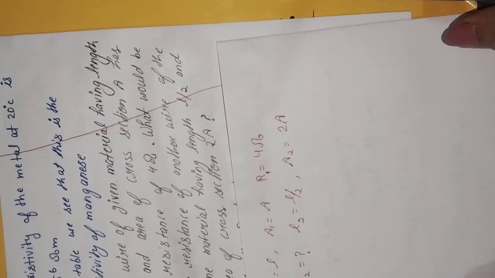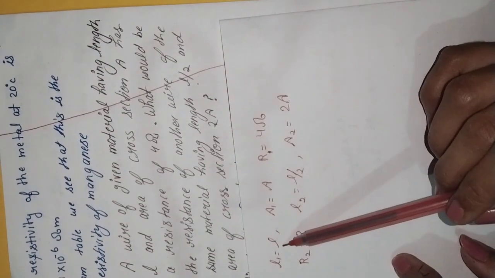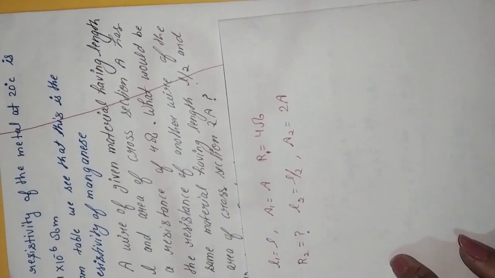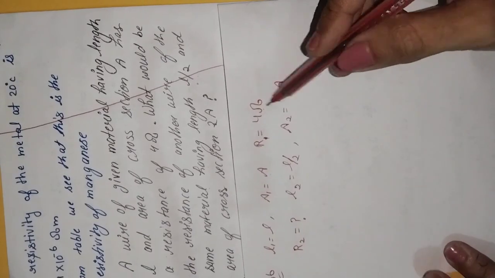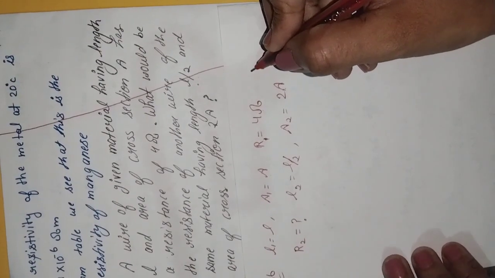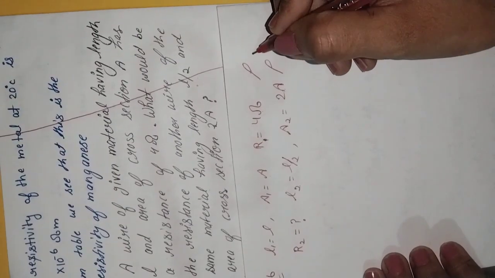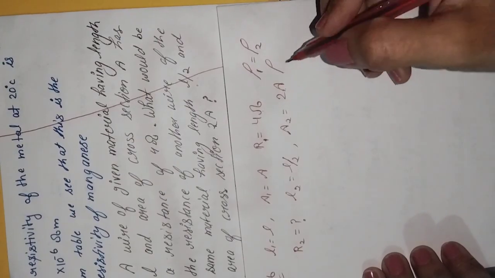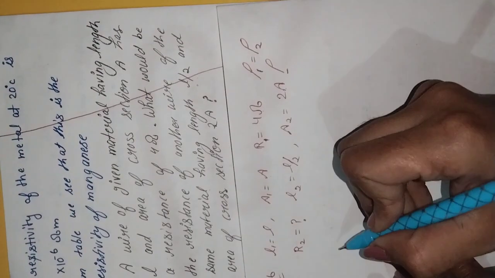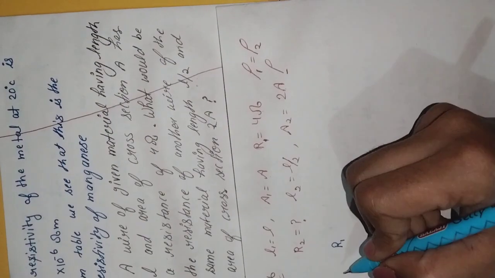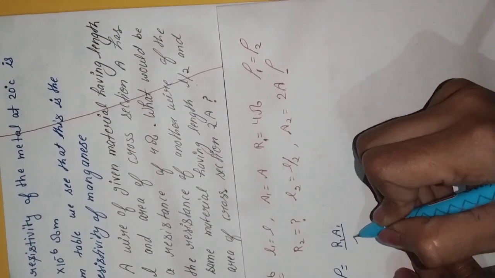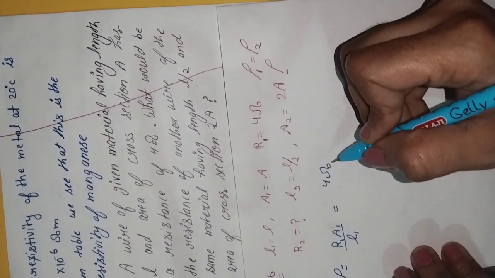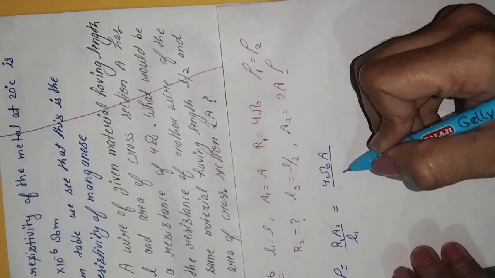So what is given? Is it clear? First length is given L, second area is given A, and resistance is 4 ohm. Second length is given L by 2 and A2 is given 2A. Since both wires are made up of the same material, their resistivity, the value of rho, will be same. Rho 1 is equal to rho 2, so we can write it only as rho. So if we apply the formula of rho, that is R1 A1 over L1, and R1 is 4 ohm and A1 is A and L1 is L.